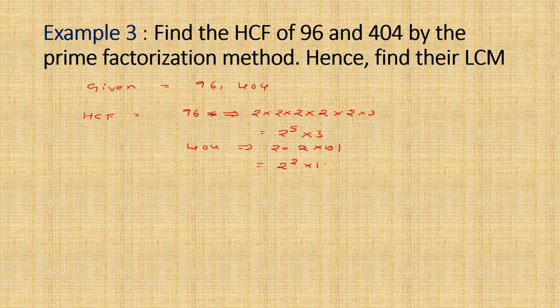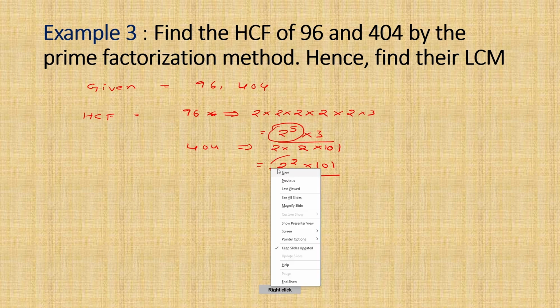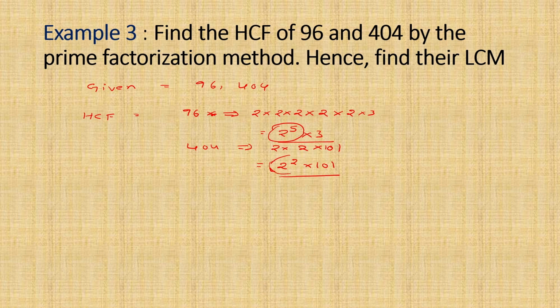2 square into 101. So by observing these two numbers, HCF is the highest common factor. So first we need to check what the common factors are. Here 2 is the common factor, here also 2 is the common factor. So 2 power 5 and 2 power 2 are the common factors. And what is the HCF here?